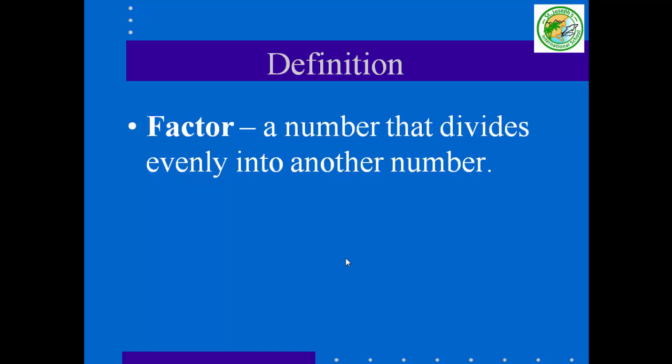Factor also is a number that divides evenly into another number. If we have 56 divided by 8 equals 7, the divisor is also called factor. And the answer here is also called factor because this is a division operation. And 56 is the product. So we have here two factors, which are 7 and 8.